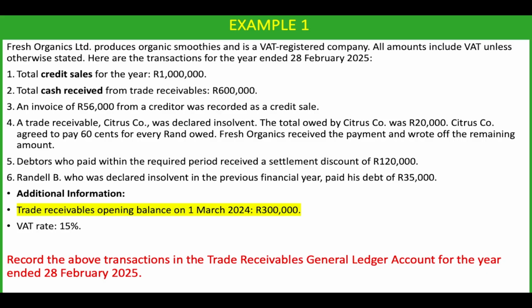Okay, now that we've done that, let's highlight number one. Let's look at number two. Total cash received from trade receivables 600,000 rand, or they could have told us total cash received from your debtors 600,000 rand. Exactly the same thing.